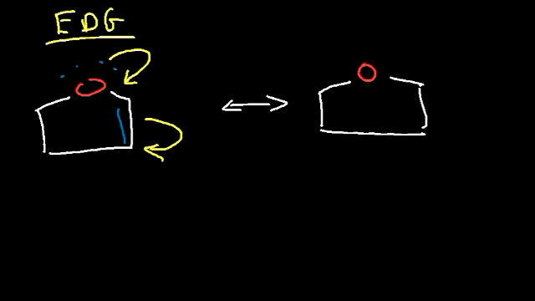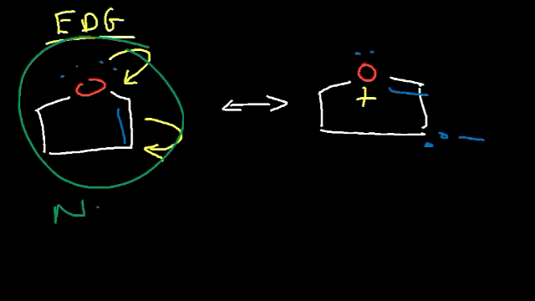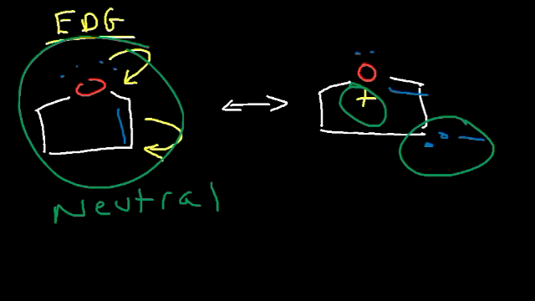Electron donating groups are also called electron releasing groups. They release electrons to the molecule. And so now the oxygen is going to bear a positive charge. So this is going to be the major resonance contributor because it's neutral. On the right side we have separation of charge. Here this is positive, this is negative, so that's the more reactive form, the less stable form.